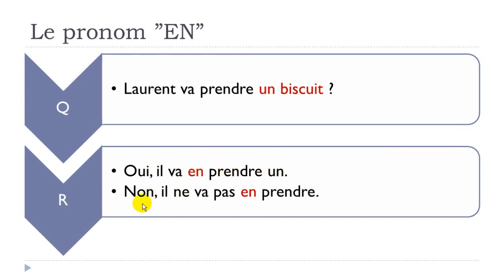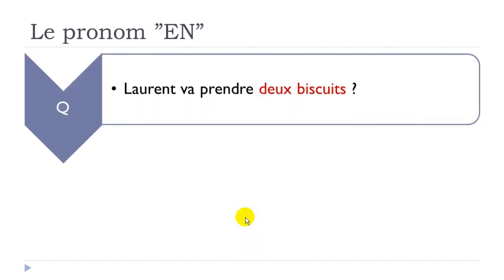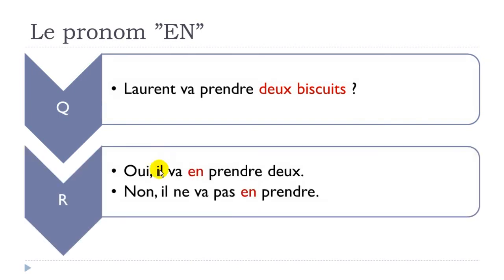Okay, and you get a good example here for the reason why I told you it should be before. Non, il ne va pas en prendre. Alright, because here you've got your aller verb, va, but then you've got the negative form, ne va pas. But then your pronoun should be before the second one. Okay? Il ne va pas en prendre. Let's see now. Laurent va prendre 2 biscuits. Answer. Oui, il va en prendre 2. Non, il ne va pas en prendre.